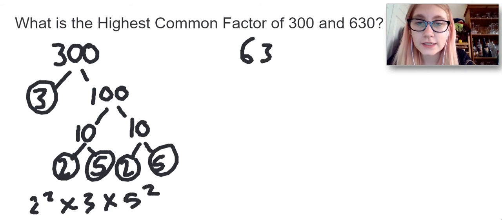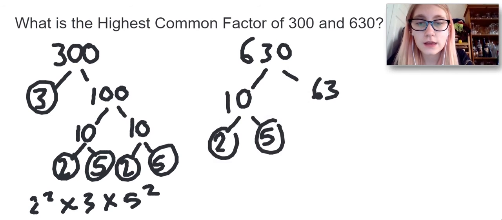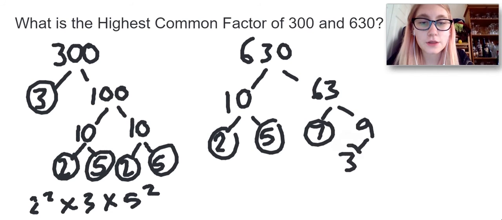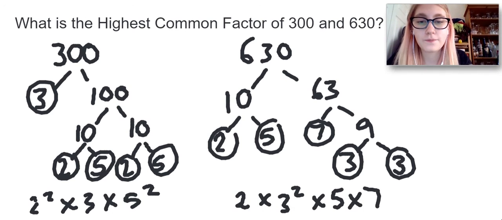Now let's have a look at 630. That splits into 10 and 63, which splits into 2 and 5, and 7 and 9. And then 9 splits into 3 and 3. So the prime factorization of 630 is 2 times 3 squared times 5 times 7.